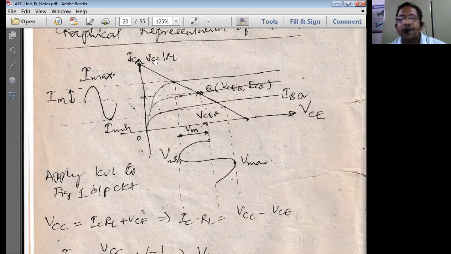VCC is fixed, RL is fixed. Therefore, IC sat is also fixed. It won't change. Now, due to the input voltage, your overall output current, that is called I max, should not go beyond this IC sat. That care we have to take when we operate the transistor circuit.